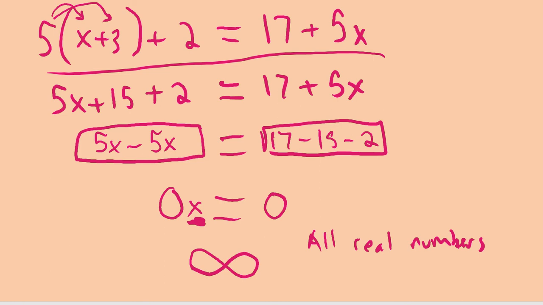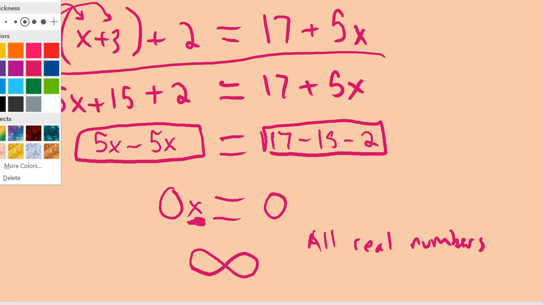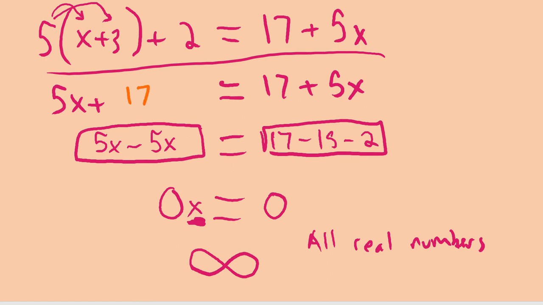And here's why. If I were to combine like terms before I did my boxes, if I were to combine this 15 and this 2 together, 15 plus 2 is 17. On the left-hand side, it says 5x plus 17. And on the right-hand side, it says 5x plus 17. It doesn't matter. Like you're multiplying by 5 each time and you're adding 17. Since x is the same thing as x, whatever number you put in there, the left is going to equal the right.